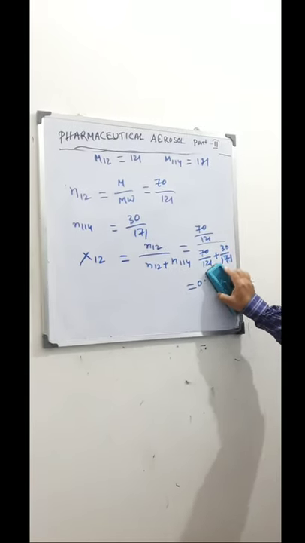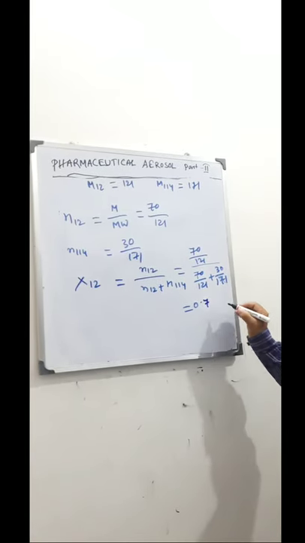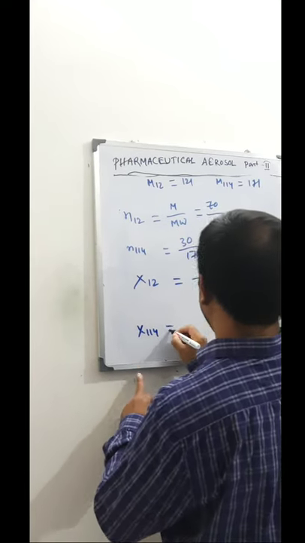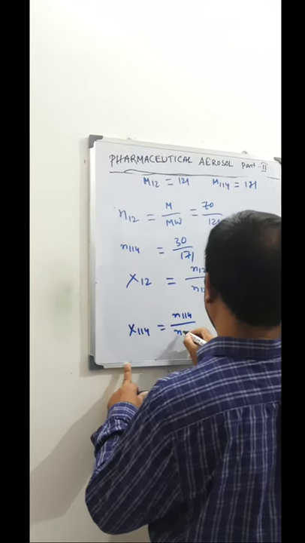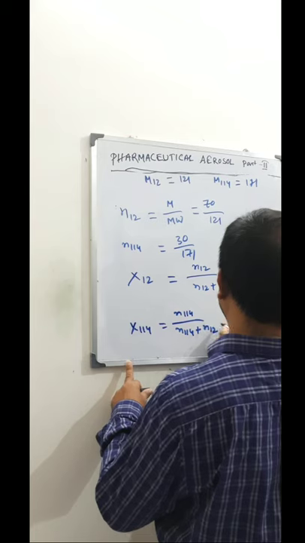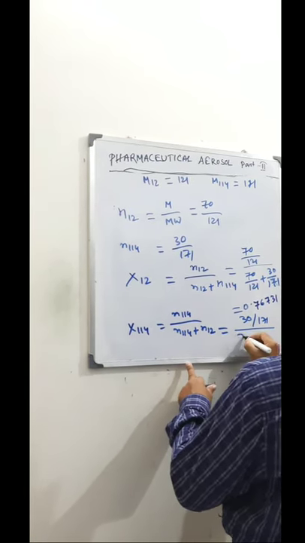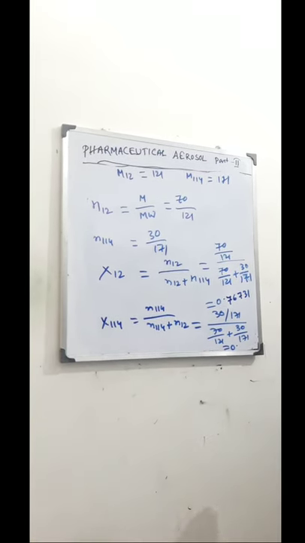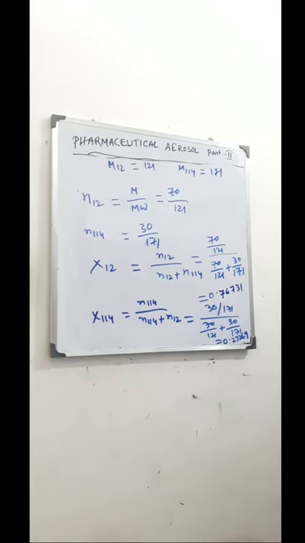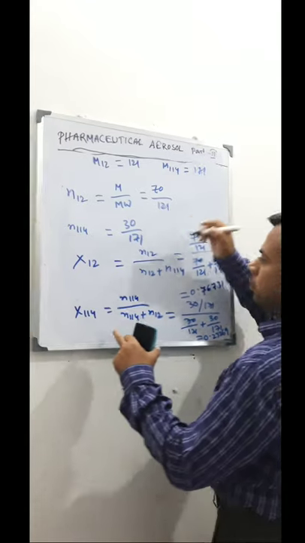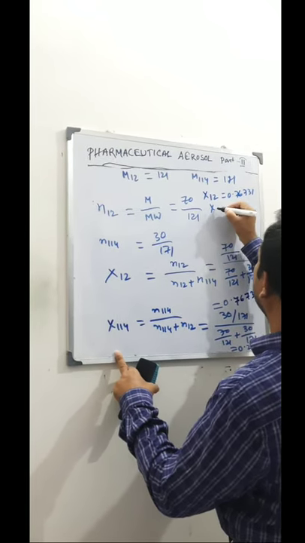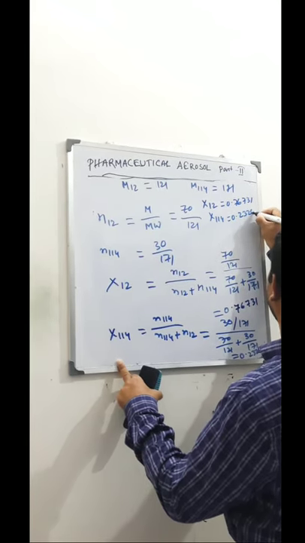This equals 0.76731. Similarly, the mole fraction of propellant 114 will be N114 divided by N114 plus N12, which equals 30 divided by 171 over 70 divided by 121 plus 30 divided by 171, which equals 0.23269. We may also get this number by subtracting the first from 1. So here we can write X12 equals 0.76731, and similarly X114 equals 0.23269.